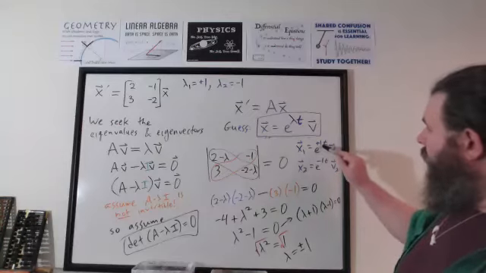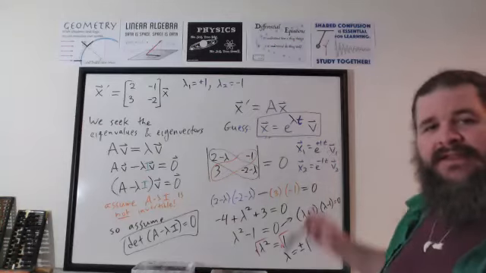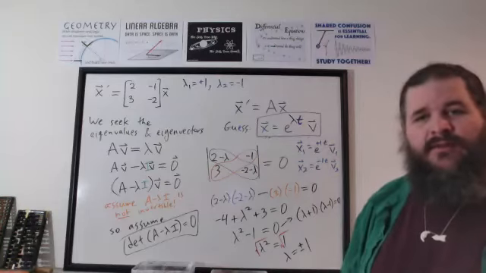Whereas here we've got e to the positive t times a vector. What happens to e to the t as t approaches infinity? What's the limit of that?